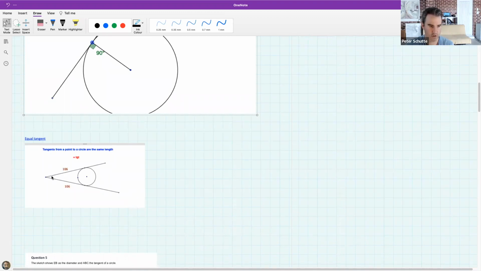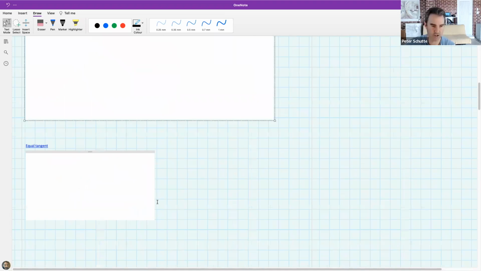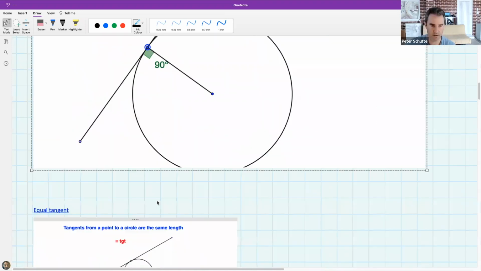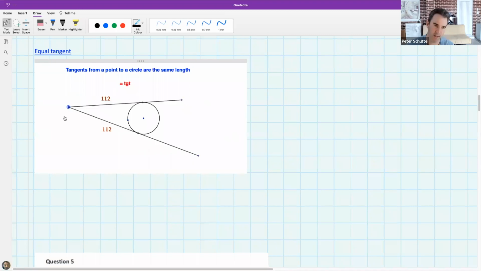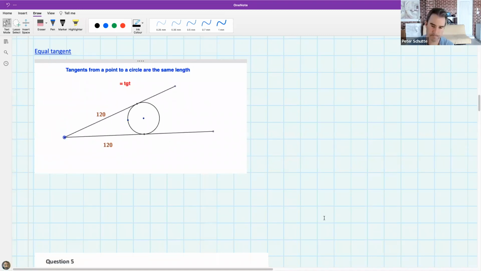I'll just show you, you can move this point wherever you like, and the length will change, but the actual relationship will always stay that they're equal. So you can see how you can move that closer and further away, and it stays the same.